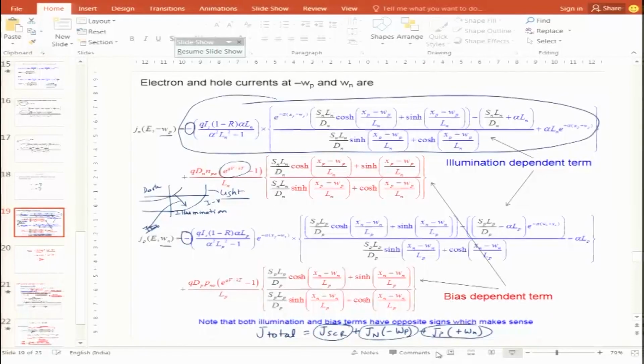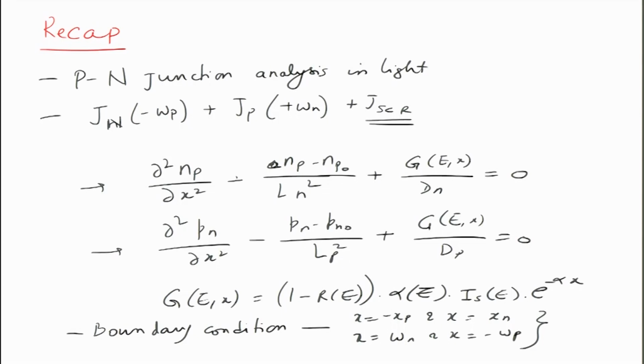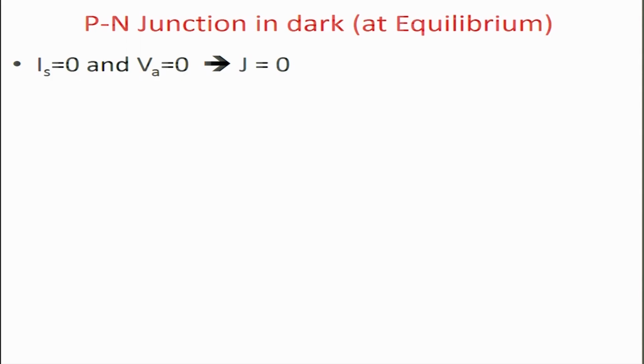And we will now get back to our current lecture. So in the current lecture we look at a few special cases to solve these equations. Okay. So the first special case that we look at is the p-n junction in dark, that is at equilibrium.